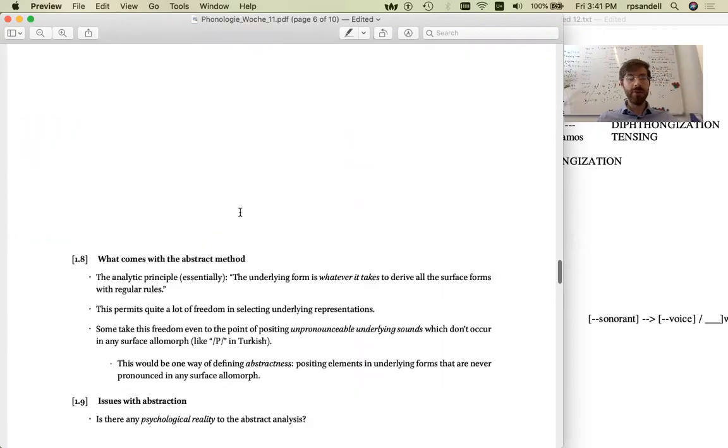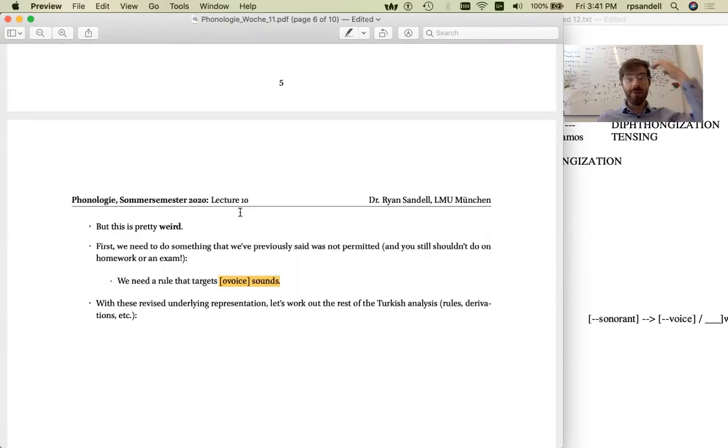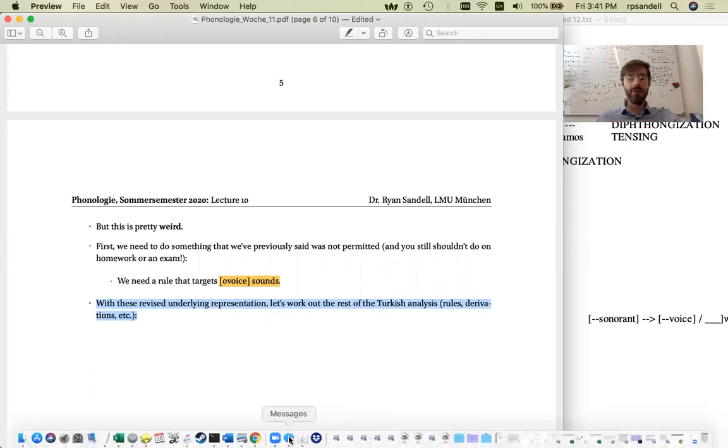Okay, at this point, now that we've seen the fundamentals of the problem with the Turkish data, take a break, and then we'll come back trying to work out the remainder of the analysis with a few rules.